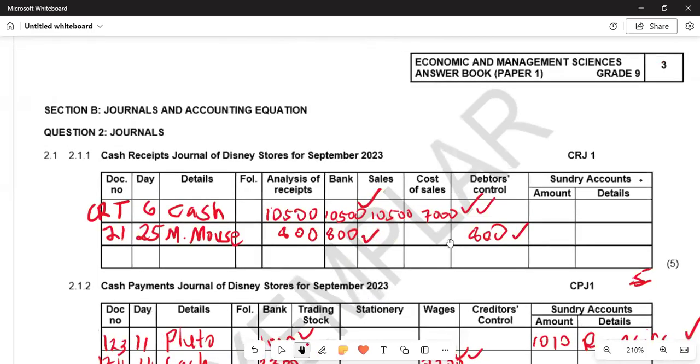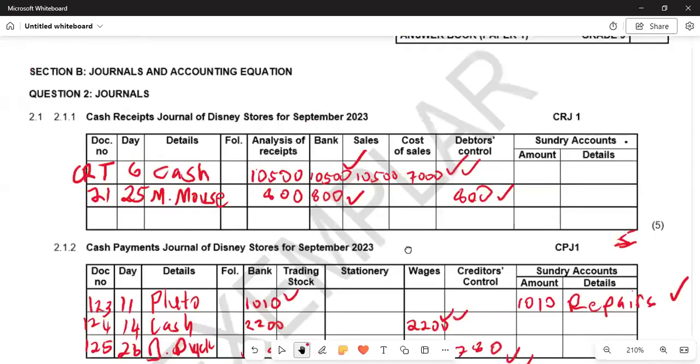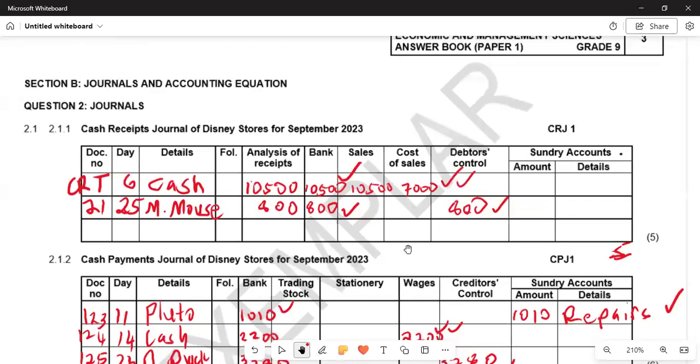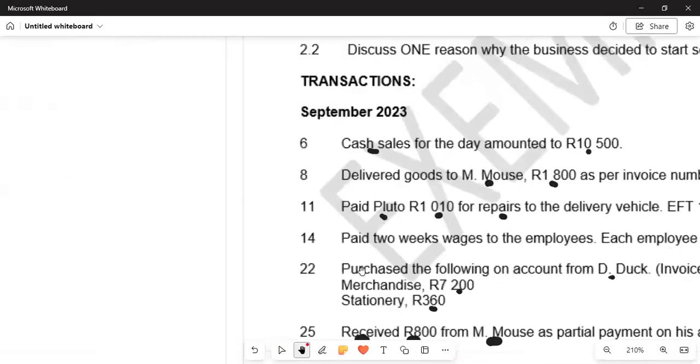So under the cash receipts journal, we cannot do that. Now we come to the cost of sales. How are we going to get cost of sales? If you can remember where we started, where we were told about the markup of 50%.